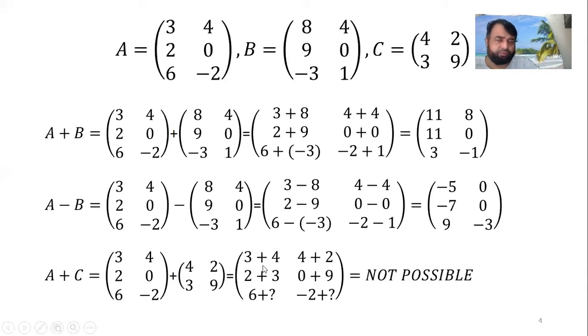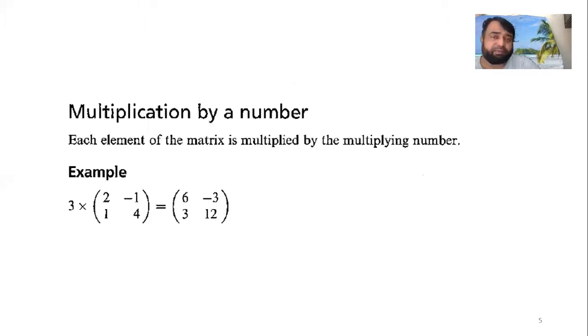3 and 4, if you add, fine. 4 and 2, if you add, fine. 2 and 3, if you add, fine. 0 and 9, if you add, fine. But if you want to add 6 of matrix A, then you can't find anything in matrix C. So there is nothing here. And -2, you cannot add to any element of C. So that means it's not possible. So when you do not have matrices of the same order, you cannot add them or subtract them.